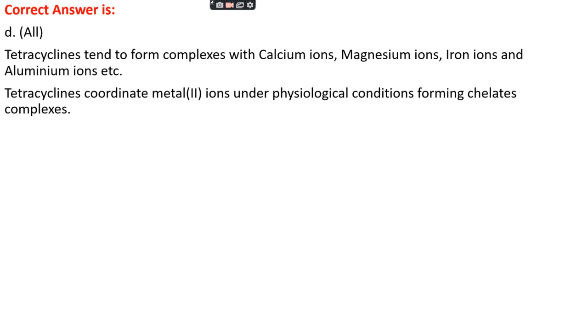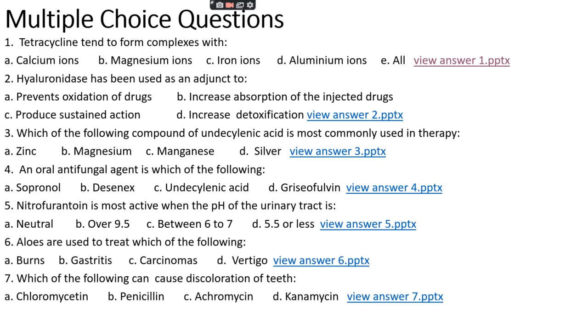Okay. Tetracycline is an antibiotic which forms complexes with calcium ions, magnesium ions, iron ions, and aluminum ions. Actually, it makes complexes with metals, that is, group two metals, under physiological conditions, forming chelate complexes.